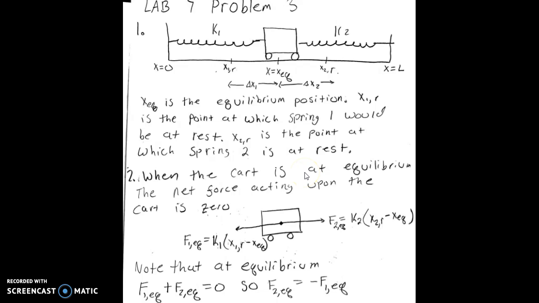Now you should note that this will be a negative number because x1r is lower, or closer to the 0 point of the x-axis, than x equilibrium is. So when you do a smaller number minus a bigger number, it's going to be a negative number. Hence, this direction is in the negative x direction.